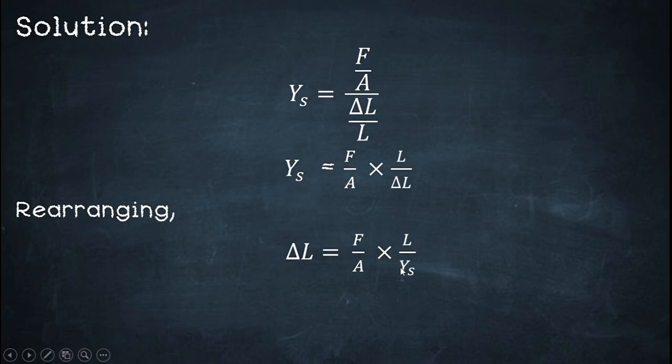Ys is the Young's modulus for steel. It may be given to you in the question, and most definitely it is given to you in the question. Otherwise you can memorize it, that the value of Ys is 20 into 10 raised power 10 pascals. Also, the area is not given to us. We are given the diameter of the cable, but we know that area is equal to pi r square and r is equal to d by 2.